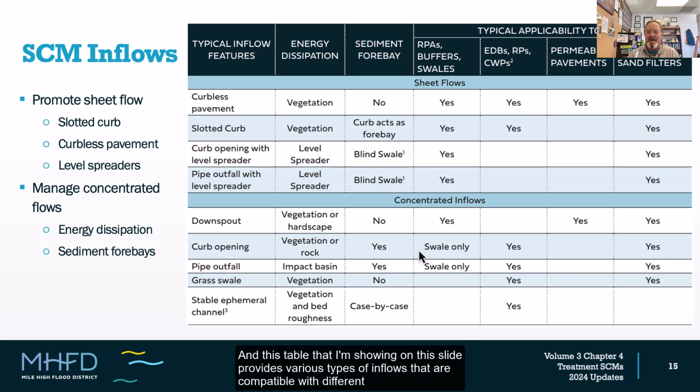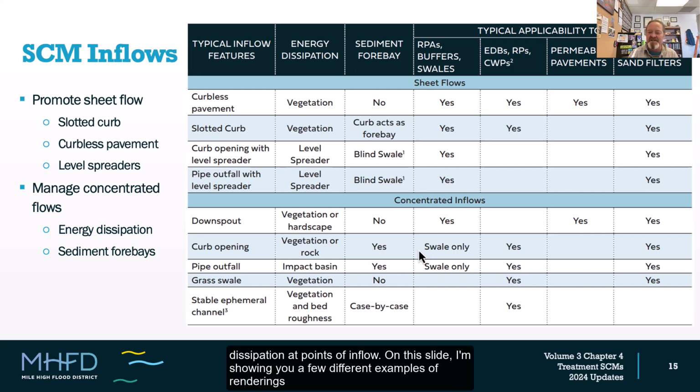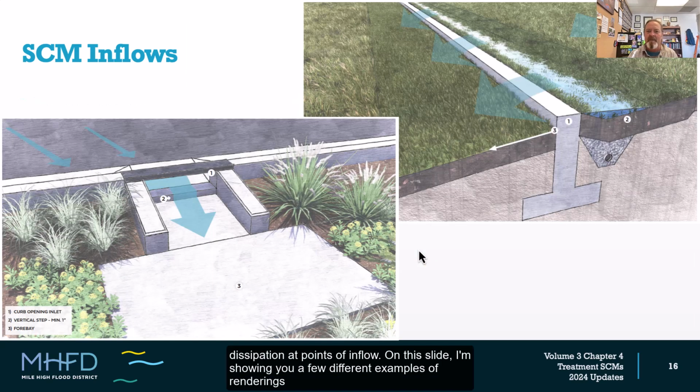This table that I'm showing on this slide provides various types of inflows that are compatible with different types of SCMs. This is extremely important because some types of stormwater control measures, like RPAs, require sheet flow for effective hydrologic and water quality treatment, while other types of SCMs are better able to accommodate concentrated flows with proper energy dissipation at points of inflow.